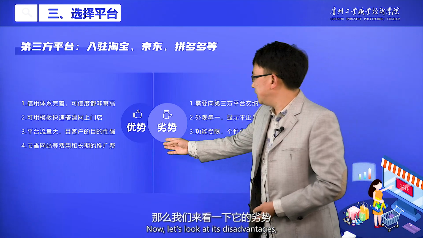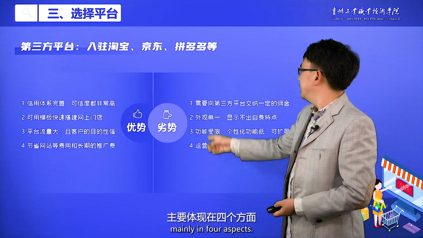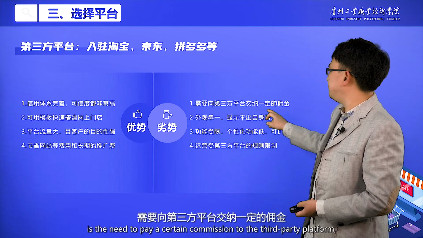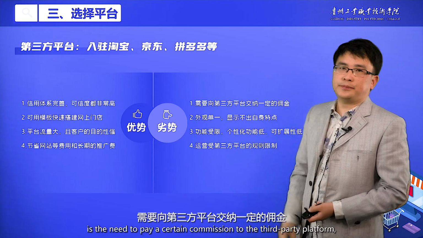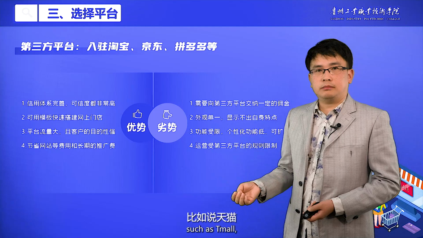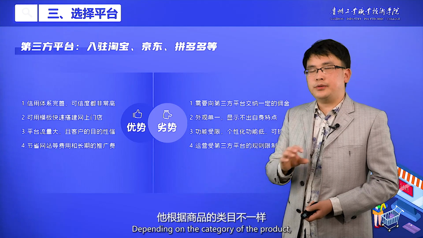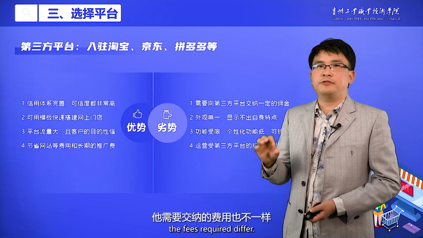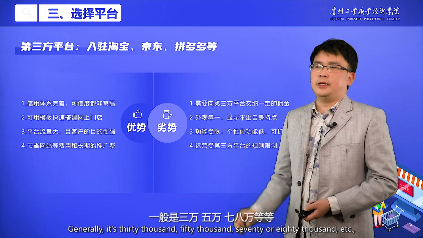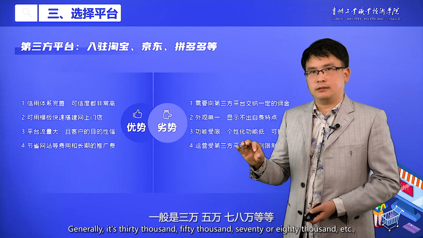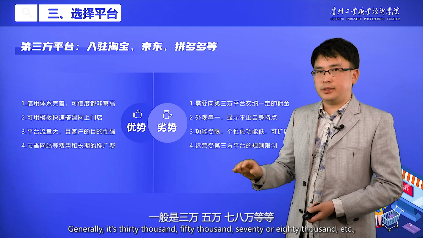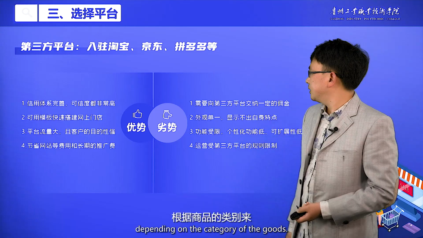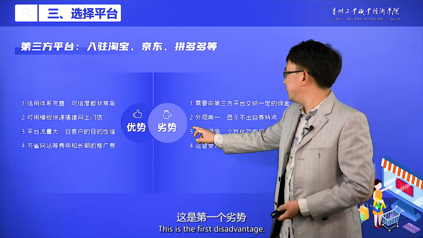Now, let's look at its disadvantages, mainly in four aspects. The first is the need to pay a certain commission to the third-party platform, such as Tmall, such as JD.com, depending on the category of the product. The fees required differ. Generally, it's 30,000, 50,000, 70 or 80,000, etc., depending on the category of the goods. This is the first disadvantage.